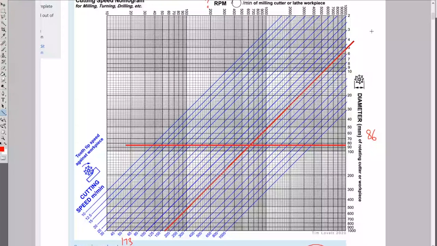Right. So when we read those two, we find a connection point, which is just here. And we take that connection point up to the top, and that'll give us our RPM. So that connects right there, which takes us up to the top. And the speed looks like it's 600, so maybe 640 or so, 640 RPM. So we're halfway between our 600 and our 700. So it looks like about 640.